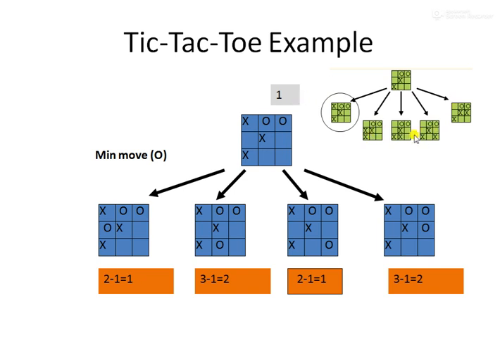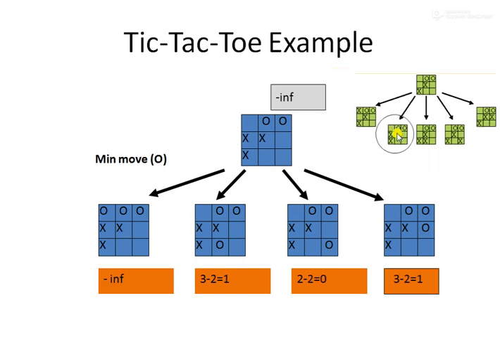Similarly we have to compute for the other 4 positions. For this position also, in a similar way, we can compute the evaluation value for the min moves. If we compute this, it will be minus inf, right? Because min is going to win. This minus inf represents min wins. Similarly it is 1, 0, 1, so min is definitely going to pick up the minimum value, or his winning value, so it will become minus inf here.